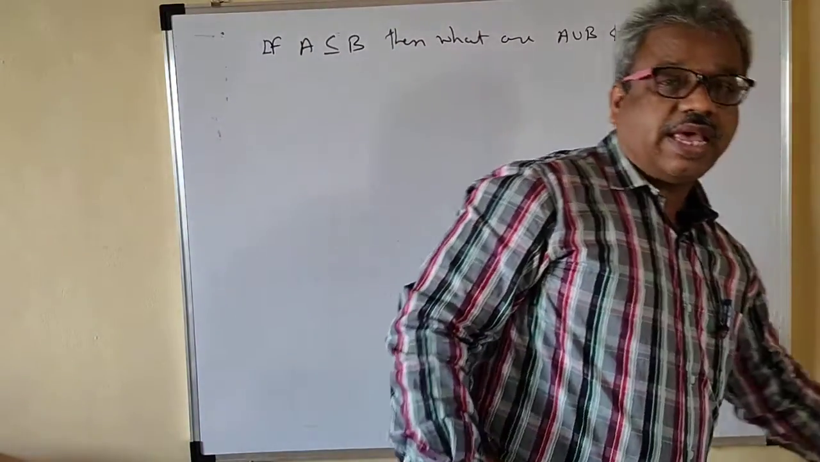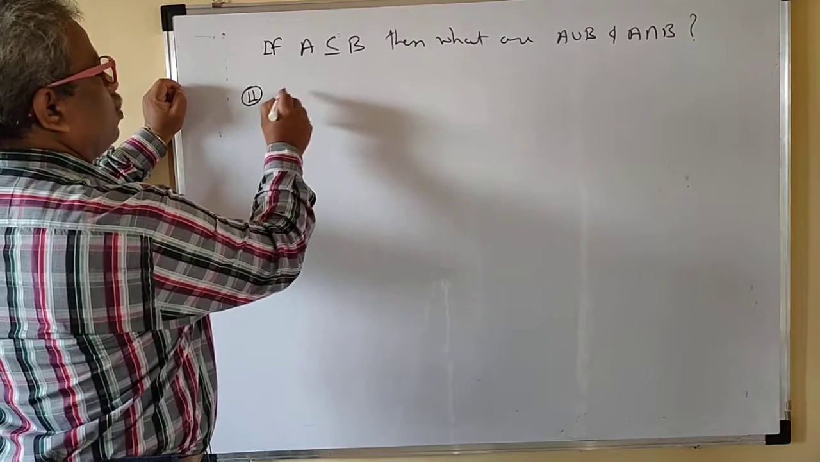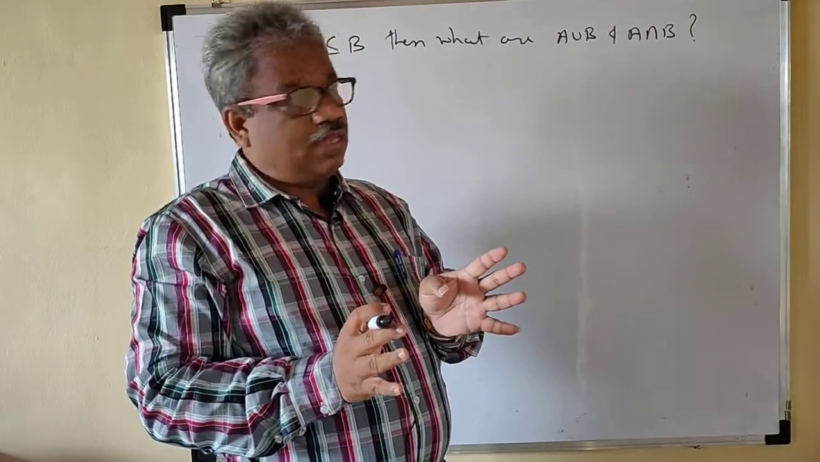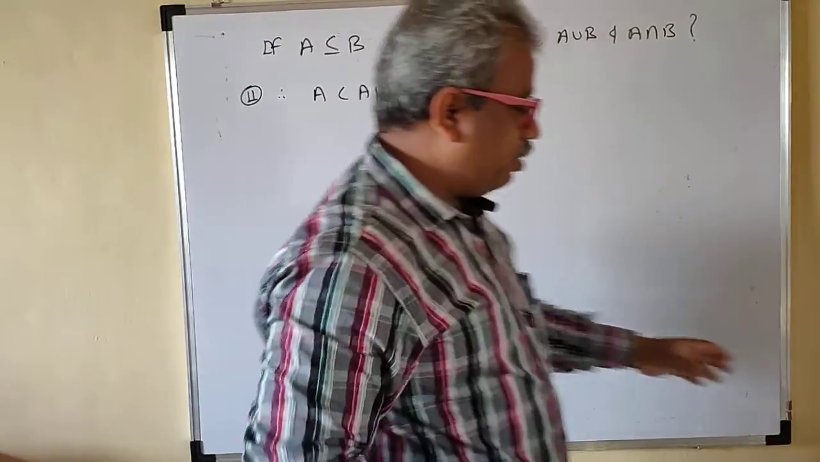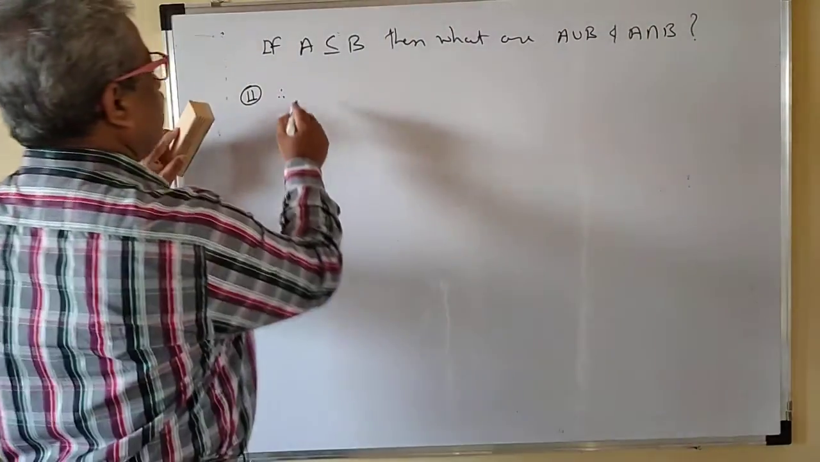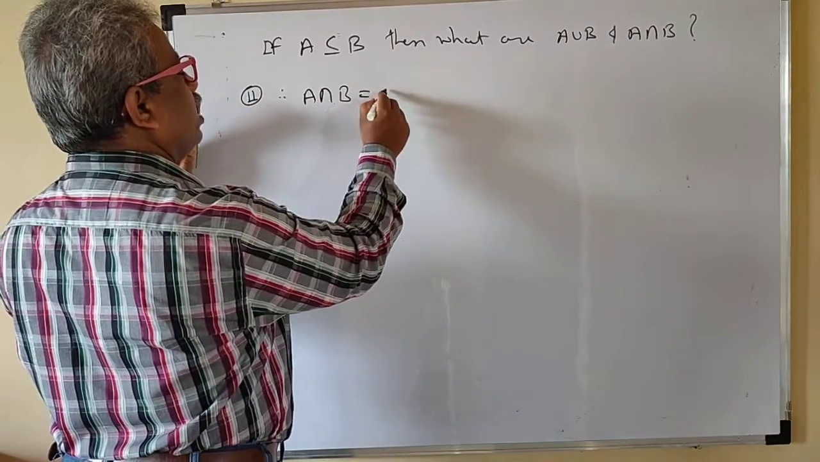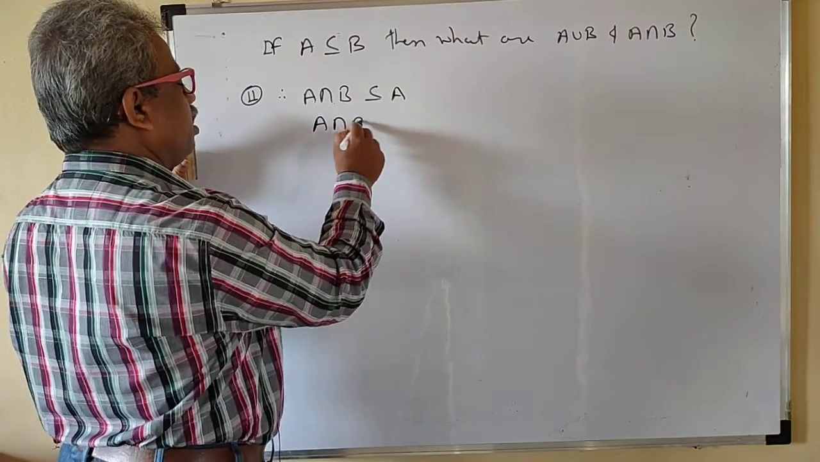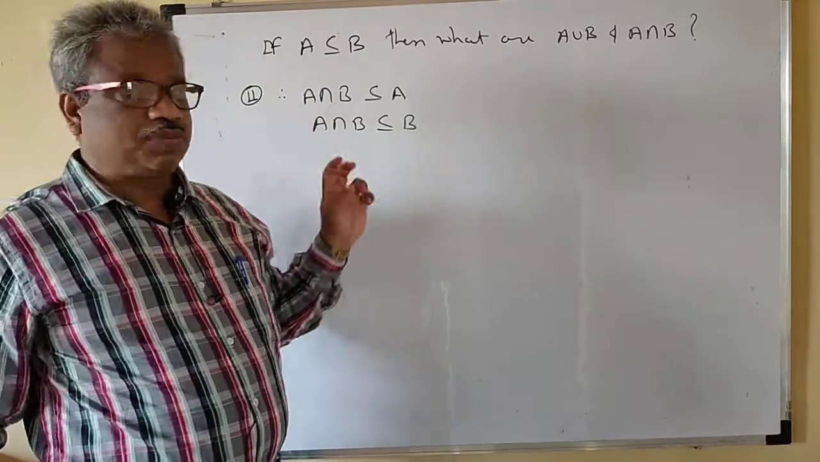Now we have to determine A intersection B. Second: since A intersection B consists of the common elements of A and B, A intersection B is a subset of A, and A intersection B is also a subset of B.